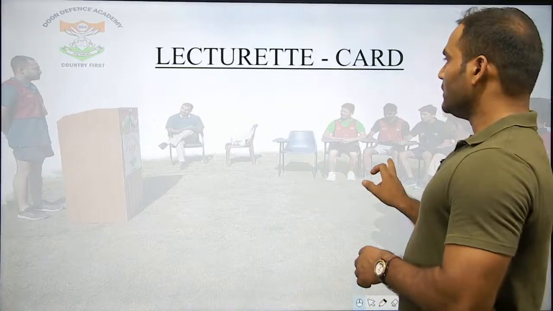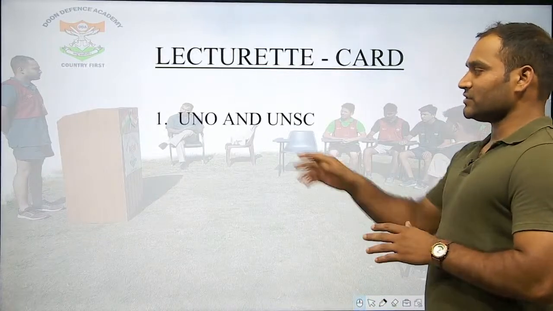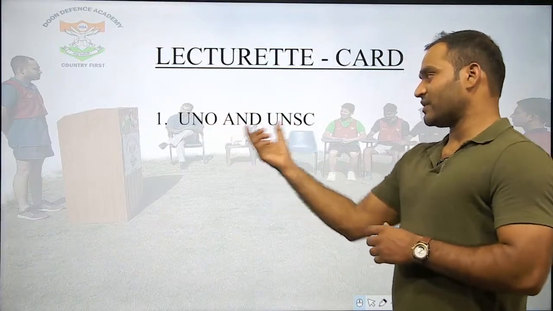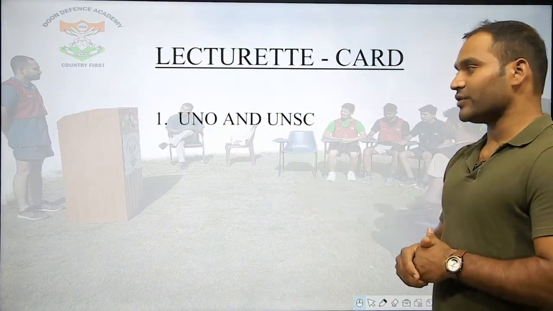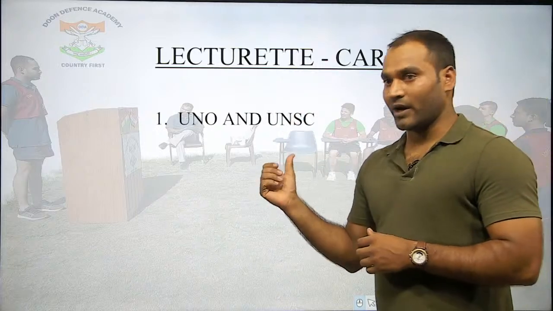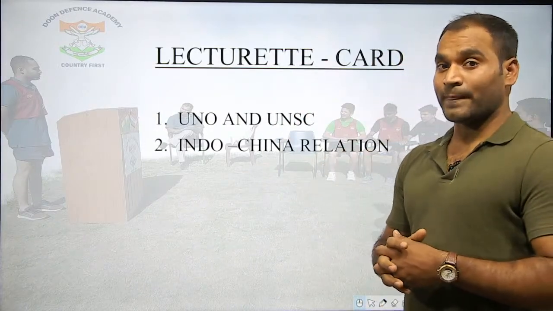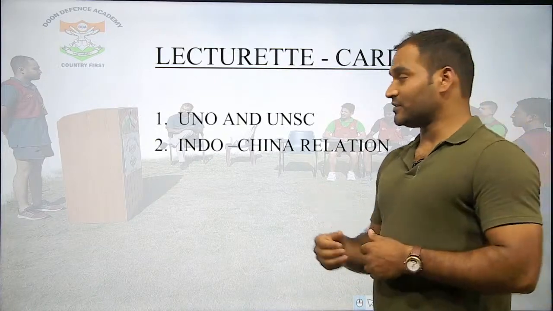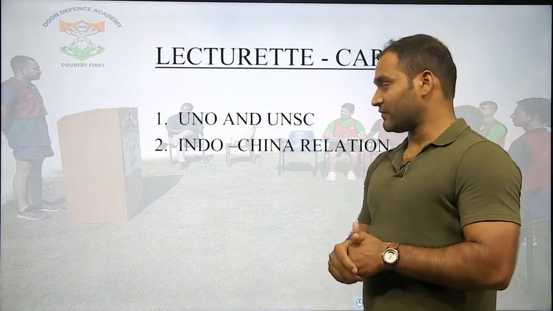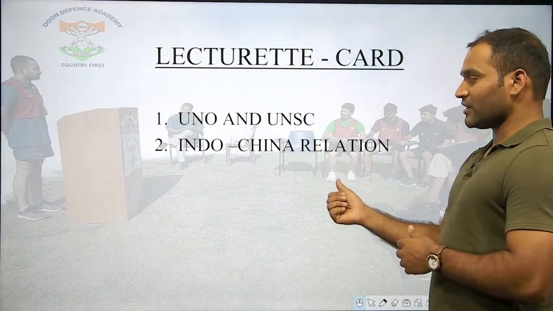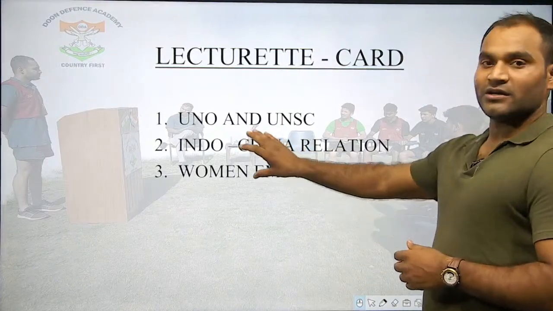Like if I give you an example here, this is the lecturette card. The first topic is UNO and UNSC. The United Nations Organization, and its main branch is the United Nations Security Council. So this is quite a good topic. I prefer you to use it. If you do not have information and you still select it, you are killing yourself. But if you do not have it, then go for the second one. So, Indo-China relations and women empowerment, these 2 are average topics.